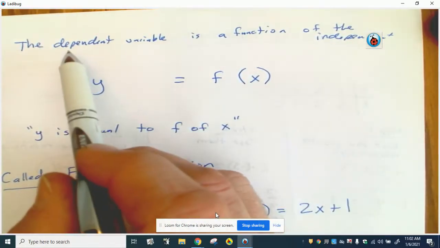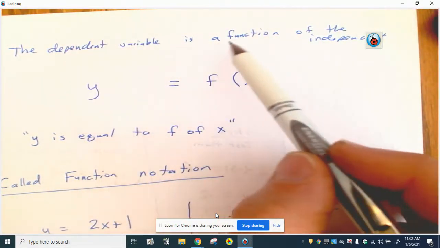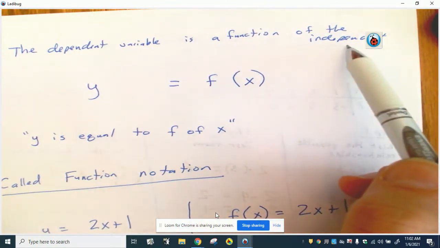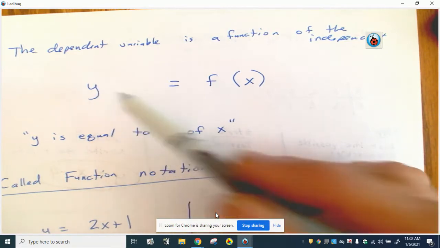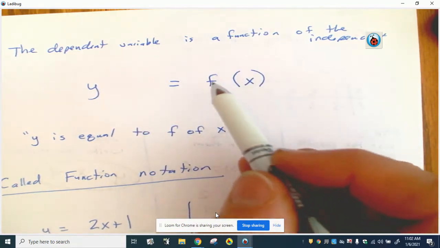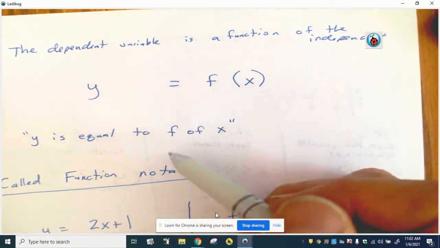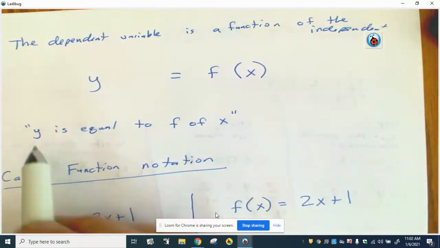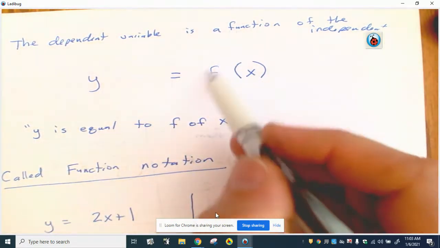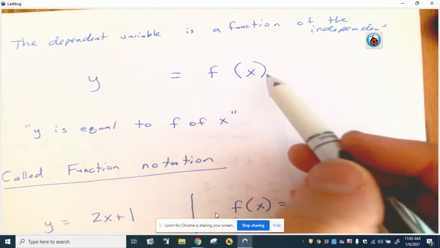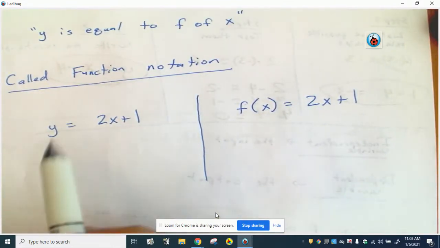Once we decide what the dependent variable is, the dependent variable is going to be a function of the independent variable. What we need to understand is that y is going to equal f of x. This does not mean f times x. This is what we call function notation. The way you read this is y is equal to f of x. F is a function of x.